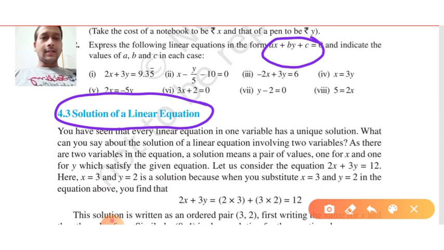So solution means, if you take x and y, the two independent variables, they are independent of each other. The values of x and y which will satisfy the concerned linear equation will be the solution of that linear equation. We'll have some examples here.